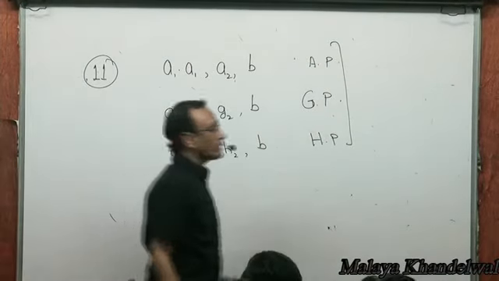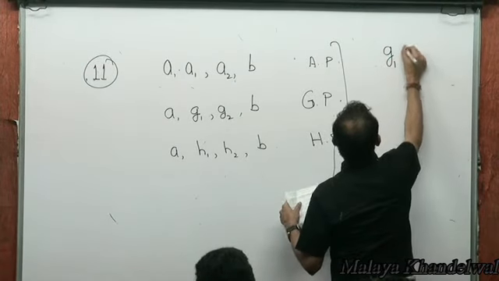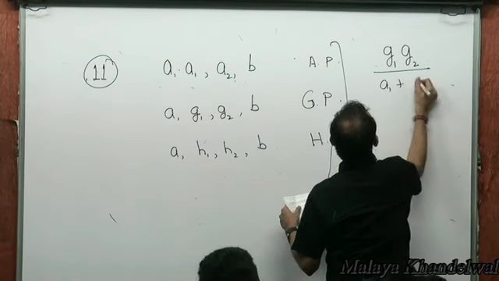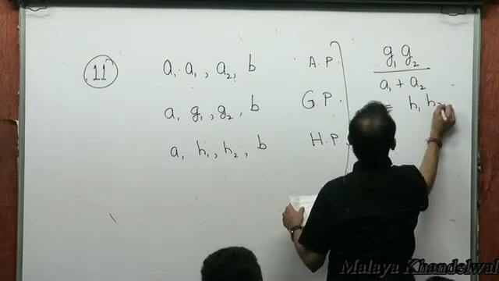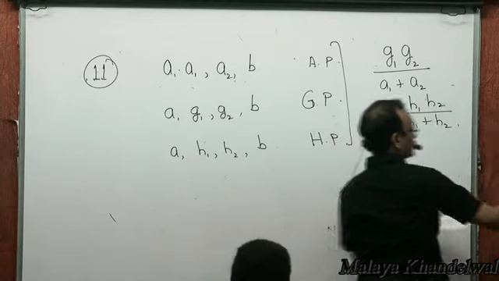All right. Now, we want to prove that G1, G2 by A1 plus A2 equals H1, H2 by H1 plus H2. This is what we want to establish.